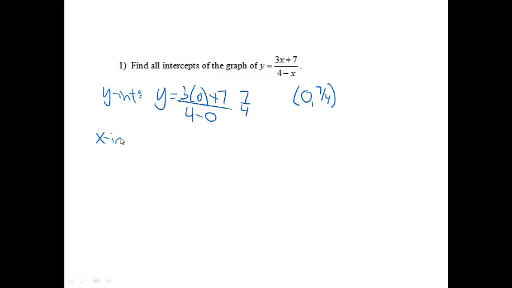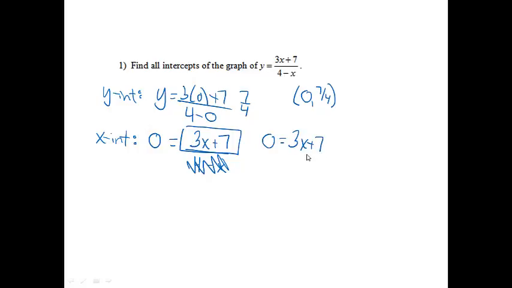And then to get the x-intercept, remember we're going to set y equal to 0. So put 0 equals (3x plus 7) over (4 minus x). And if you recall previously, I crossed out the denominator because if the denominator ever equaled 0, it would be undefined. So we really only care about the numerator for the x-intercept. So if I just set 3x plus 7 equal to 0, I'll get x is equal to negative 7/3. So my other intercept is going to be (negative 7/3, 0).